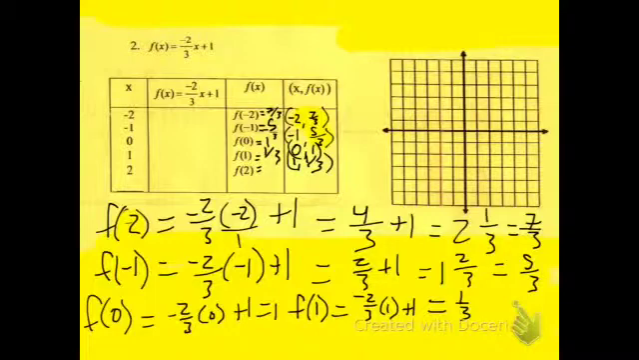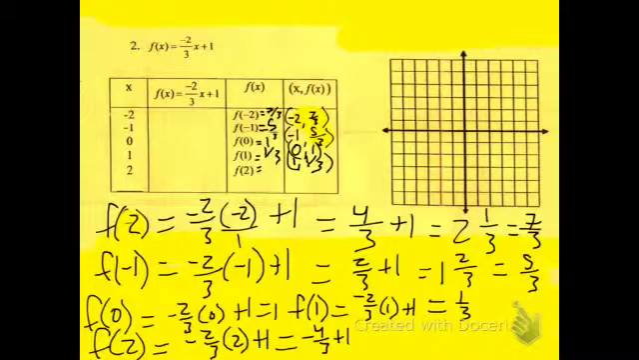And then your last one here is f of 2. Plug that in. You got -2/3 times 2 plus 1, which is negative 4/3 plus 1, which is negative 1/3. So you got the point (2, -1/3) to finish this off.